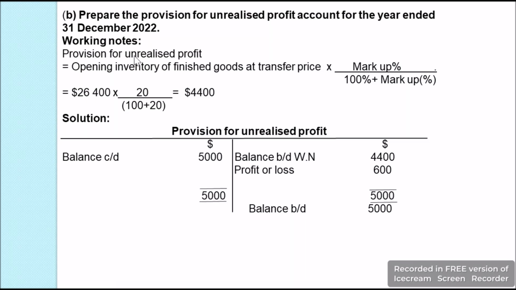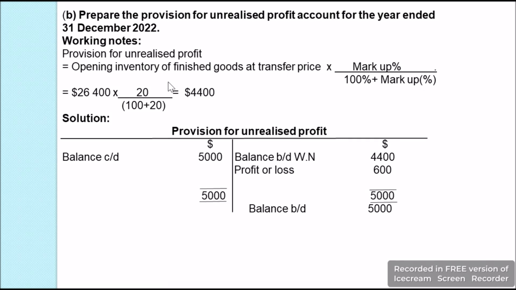And we have a formula for provision for unrealized profit, which equals opening inventory, it can be closing inventory, it is actually the inventory of finished goods which are transferred to the retail unit at a transfer price, times the markup percentage divided by 100 plus markup percentage. When we are talking about the factory profit, and if it has not been mentioned in the question that there is a profit margin, we will consider the factory profit as the markup profit because we add it to the cost. So whatever factory profit is given here will be taken as the markup profit.